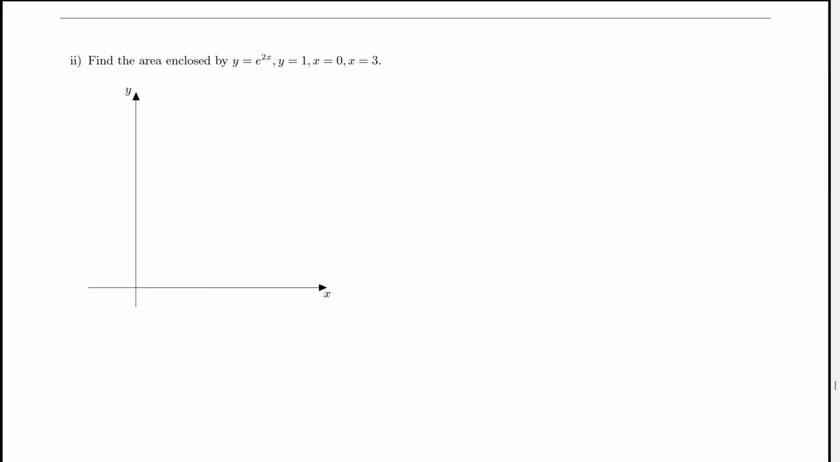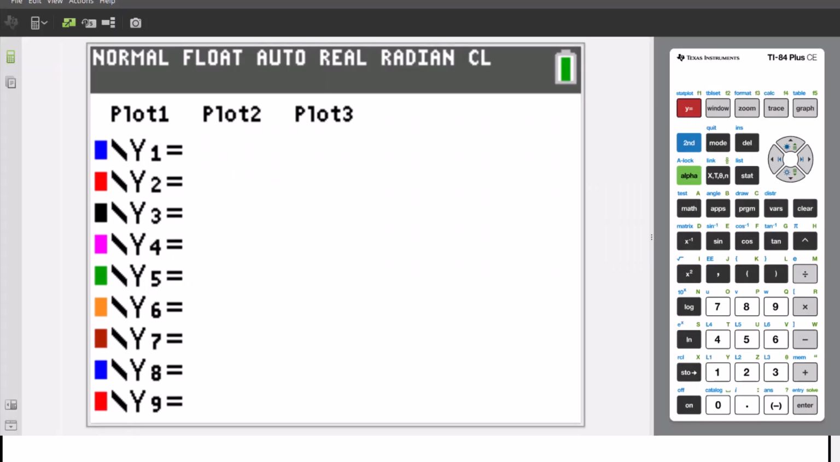Now moving on to part 2 of this problem, it says find the area enclosed by y equal to e to the power of 2x, y equal to 1, x equal to 0, and x equal to 3. So my functions are basically these two, and x equals 0, x equal to 3 are just basically the borders on the left and on the right. But it may be difficult for you to graph y equals e to the power of 2x, so you can use your calculator to do that. It's not wrong, so let's go ahead and do this with the calculator.